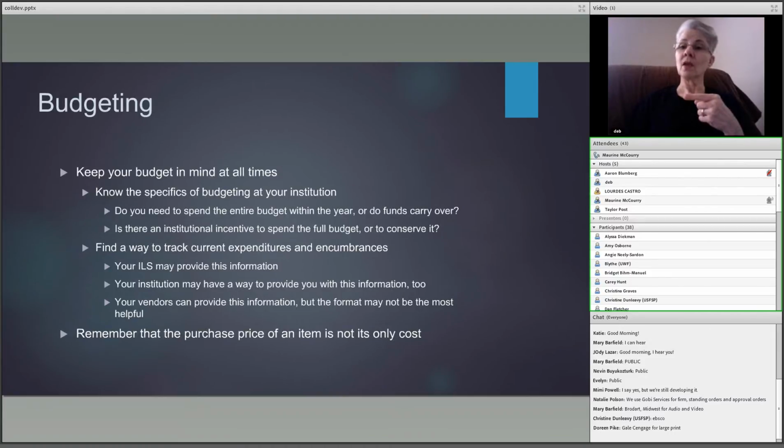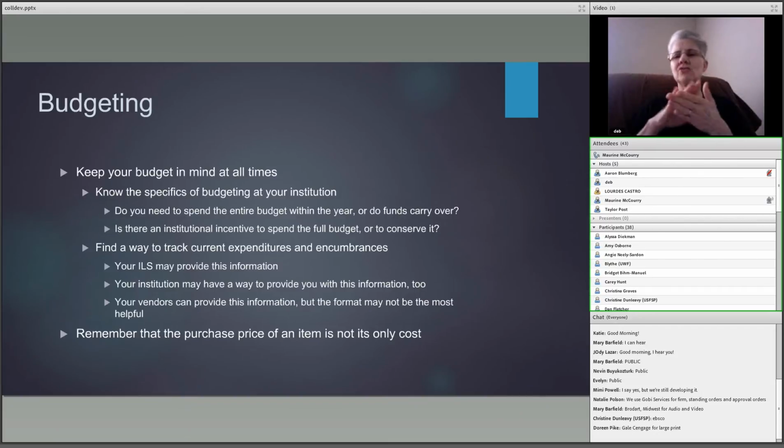So when you're deciding what to purchase or what to accept as gifts, you have to keep your budget in mind at all times. You have to know the specifics of budgeting at your institution. Do you need to spend your entire budget within the year, or will your funds carry over? This is a key point that you have to keep in mind all the time. Am I trying to spend a lot of money, or can I just buy what I need and not worry about having money left over? Is there an institutional incentive to spend the full budget, or is there more of an incentive to conserve it?